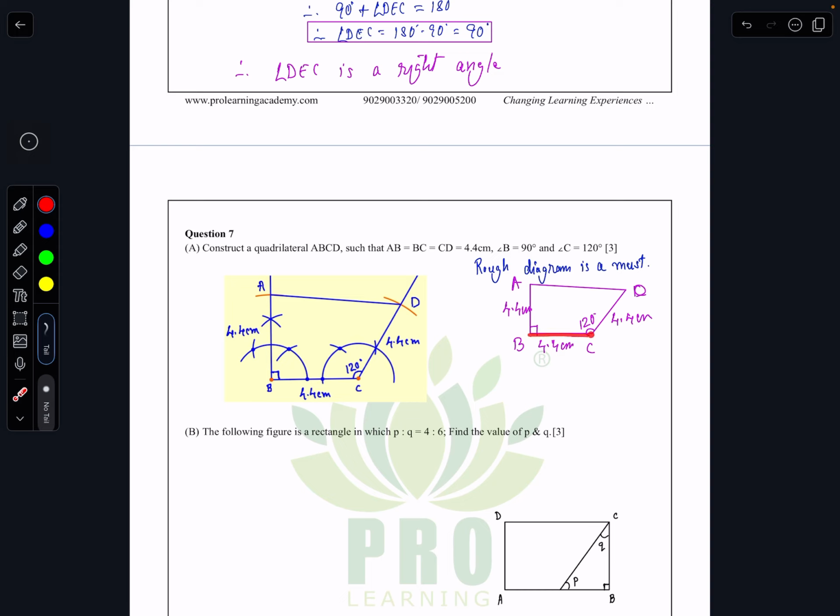So we make the baseline, which is 4.4 centimeters. Then at B we make 90 degrees, and at C 120 degrees. This is 4.4, the same measure. Thus we completed the rough diagram. So here we're supposed to start with the baseline, which is 4.4.